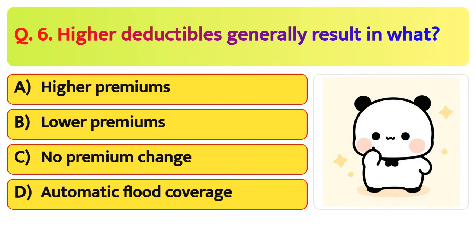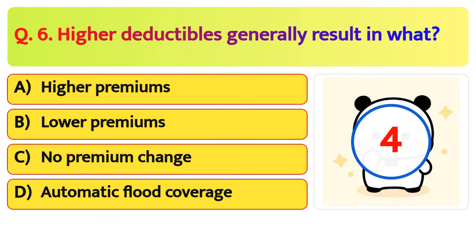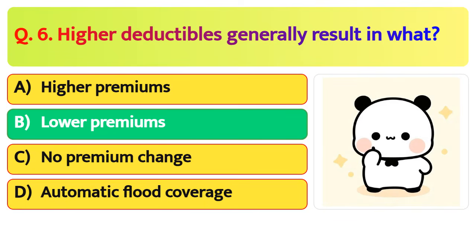Question 6. Higher deductibles generally result in what? Option A. Higher premiums. Option B. Lower premiums. Option C. No premium change. Option D. Automatic flood coverage. Correct option is lower premiums.